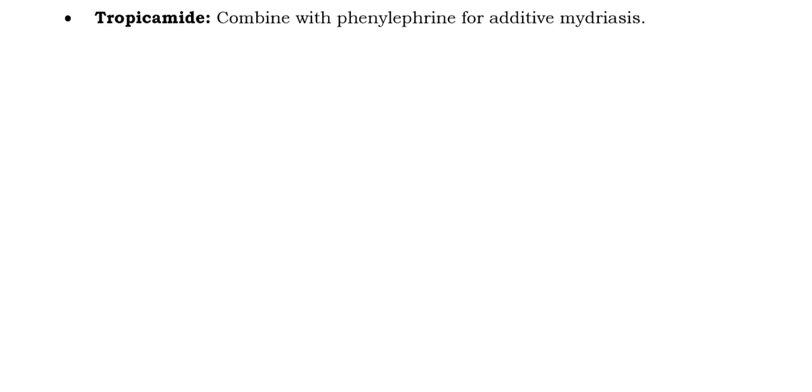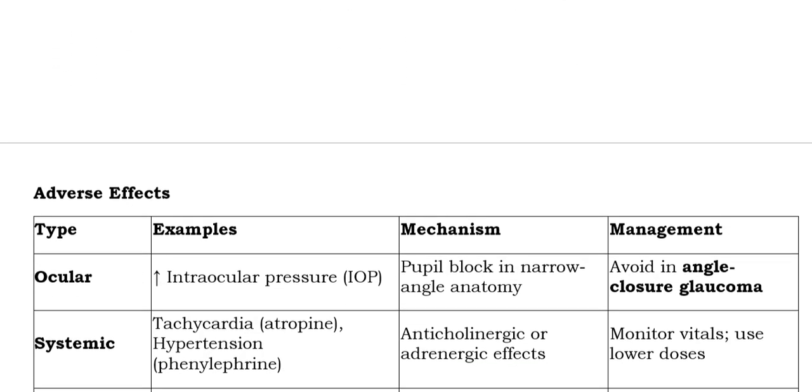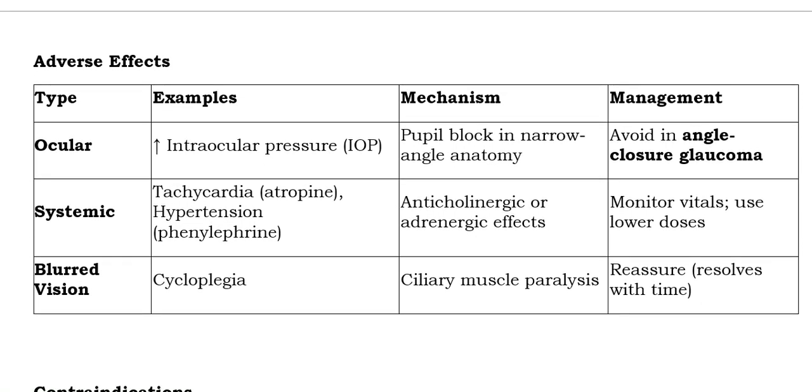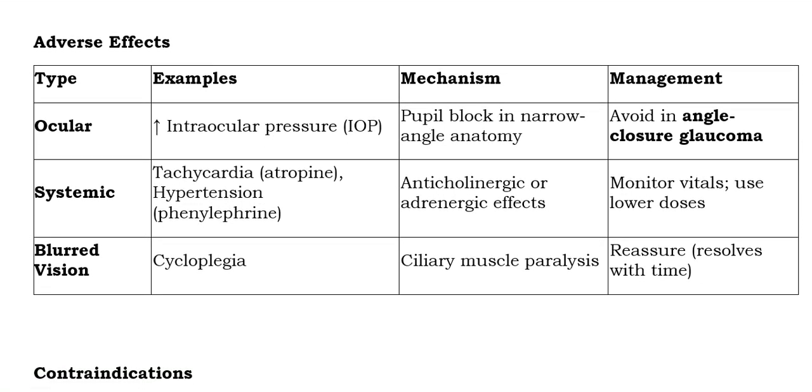Okay, now the downsides, adverse effects. What can go wrong, starting with the eye itself? The main worry, ocularly, is raising the intraocular pressure, the IOP. How does that happen? In people with narrow anterior chamber angles, the drainage angle in the eye, a dilated pupil can bunch up and block the outflow of aqueous humor. It's called pupillary block. And that spikes the pressure.